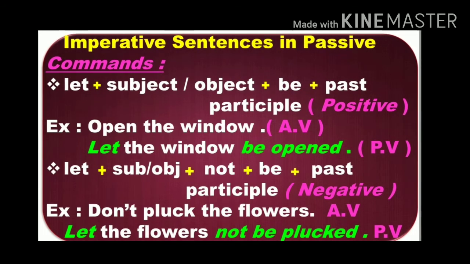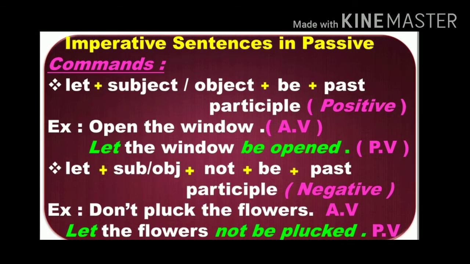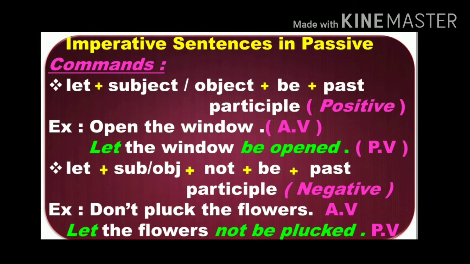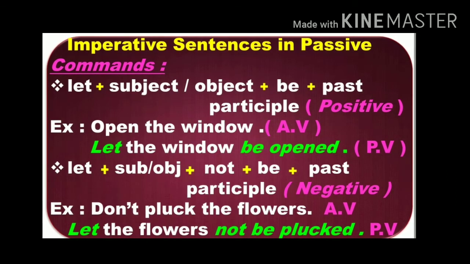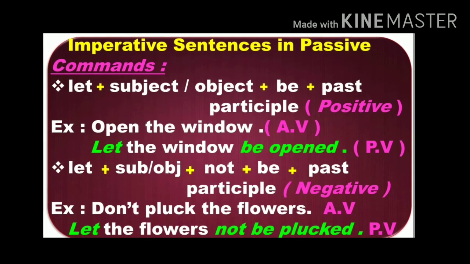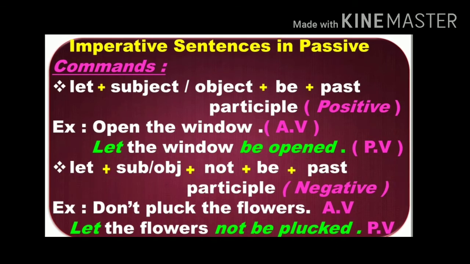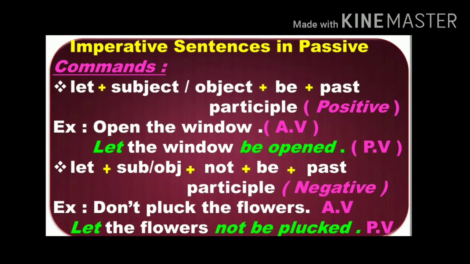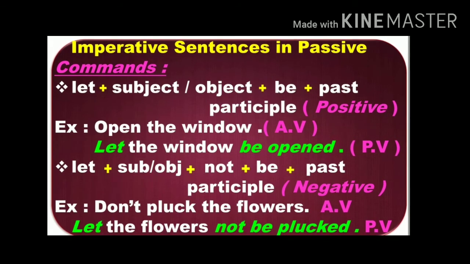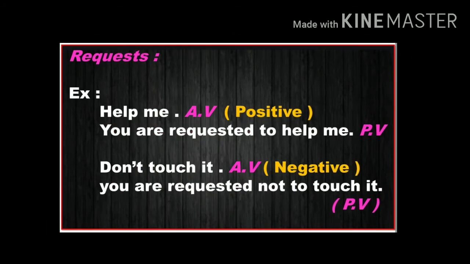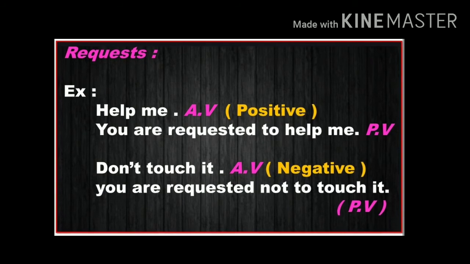Look at the next one. Let plus subject or object plus not plus be plus past participle verb. This is for the negative format. Look at the example. Don't pluck the flowers. This is in active voice. When it goes to the passive, it will be changed as let the flowers not be plucked. Clear? Okay.